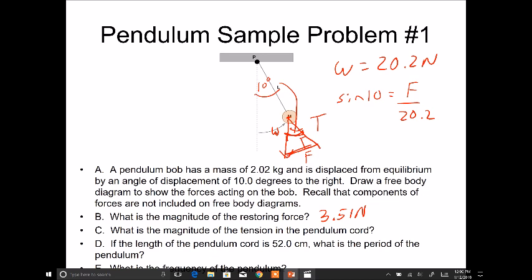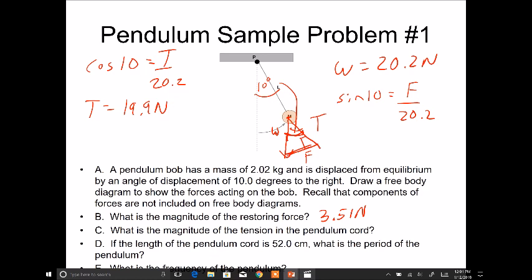To find the tension, we're going to use cosine. So we're going to say the cosine of 10 is equal to the adjacent side, T, over the weight, 20.2. So we're going to say the cosine of 10 times 20.2. And we end up with a tension force of 19.9 newtons. And that's along the string.